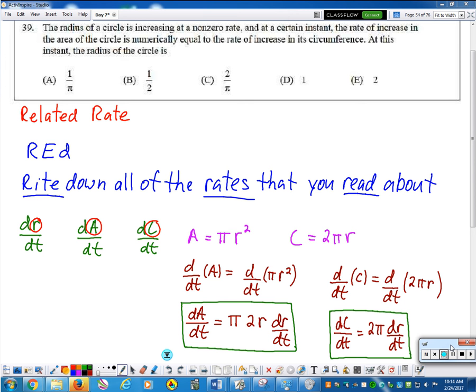Hey, this is back to Haley's question. Those rates are not always equal. Like dA/dt is not always equal to dC/dt. But they tell us that at one moment, just one freeze frame moment, they are. So we need to use that information. At this instant, what is the radius? So that's why we really do want to set these two equations equal to each other because of that clue. That clue isn't going to show up on every problem, it's just this problem.